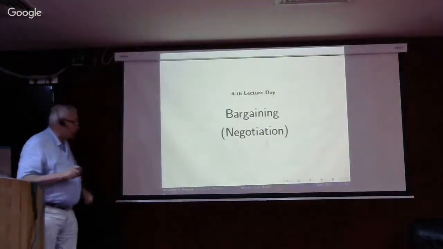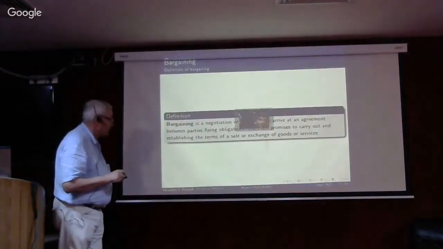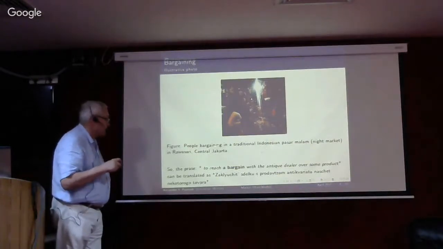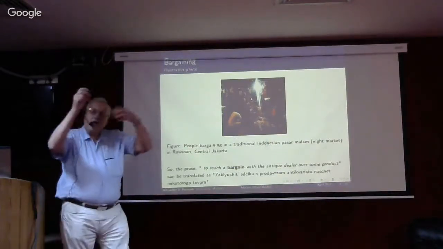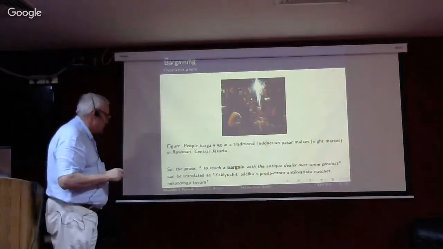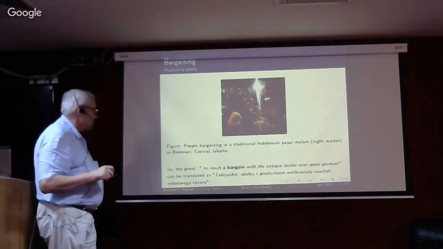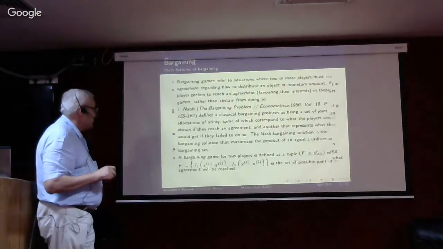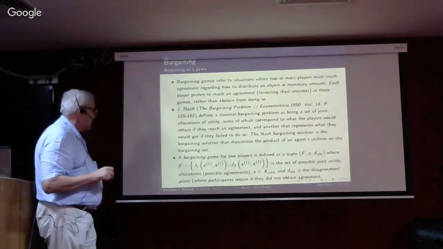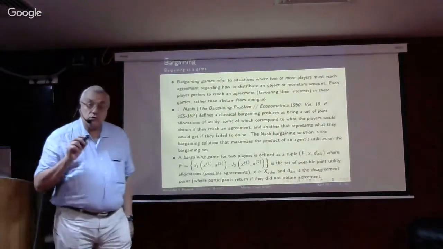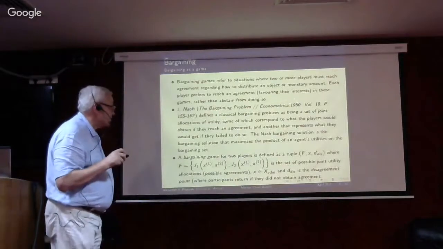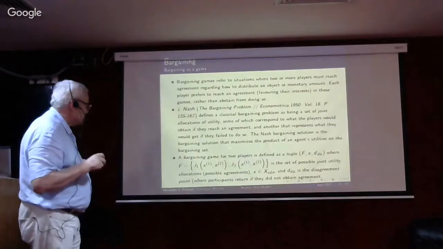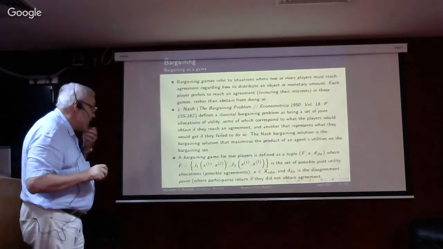Now, what is this bargaining? It's negotiation. This is a photo from an Indonesian market in the center of Jakarta. The same here. Okay, how to describe this? About bargaining, Nash also published a paper in the 50s. His was in Econometrica in the 50s, the first publication of Nash about that.